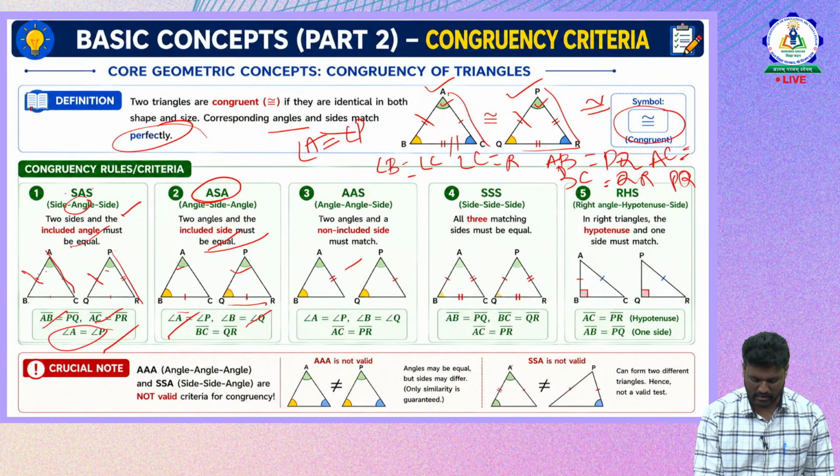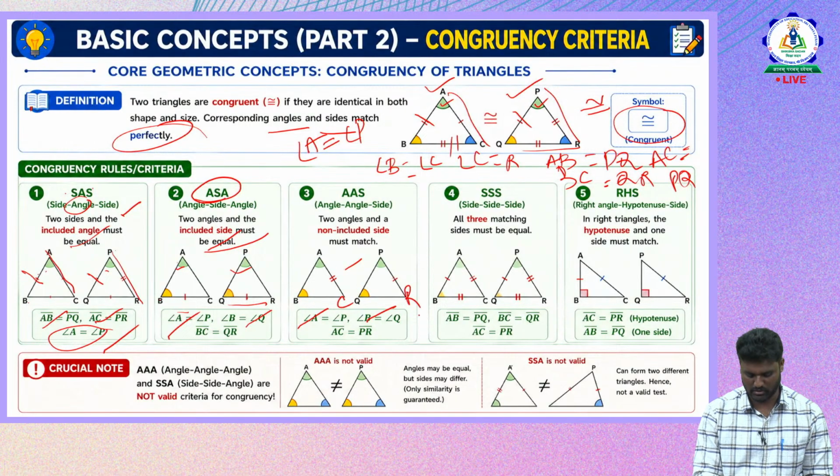Okay, so angle and side. Now if you see, the two angles here are angle A and angle P, and angle B and angle Q, and the side is AC and PR. So AC is equal to PR. Then we say that these two triangles are congruent triangles.